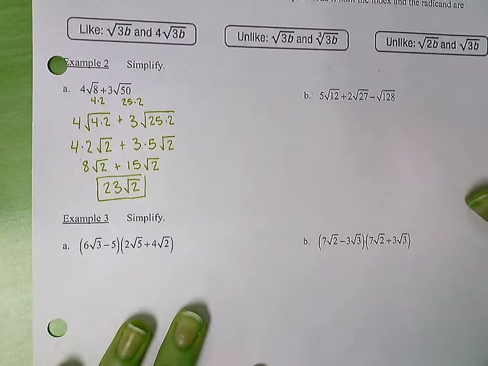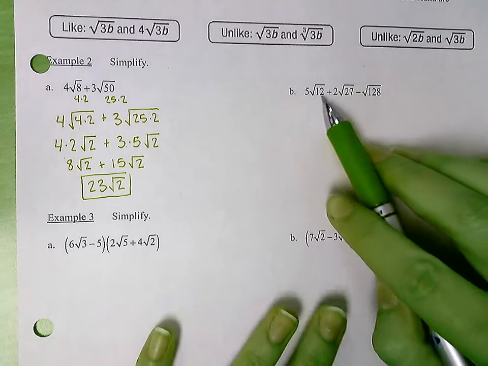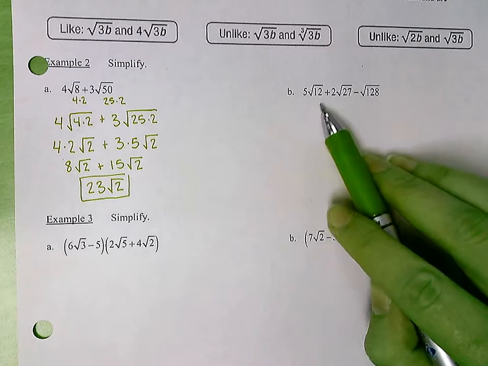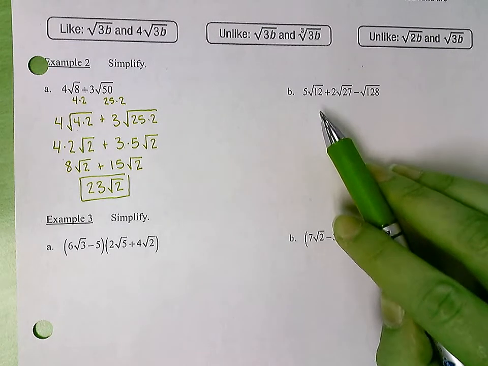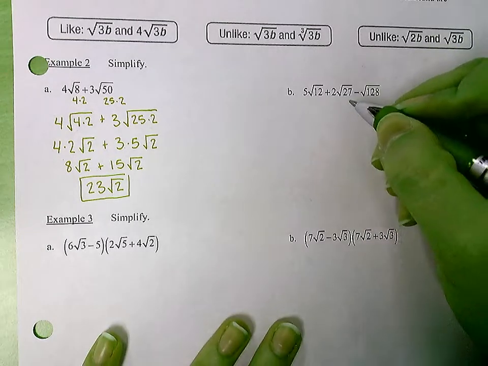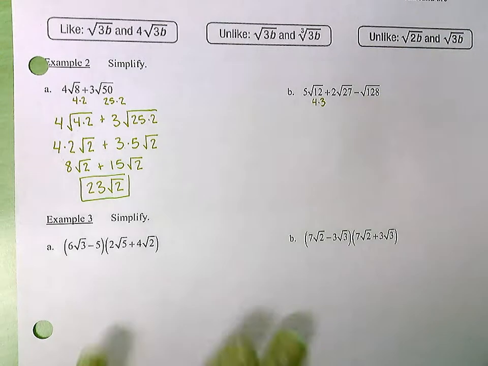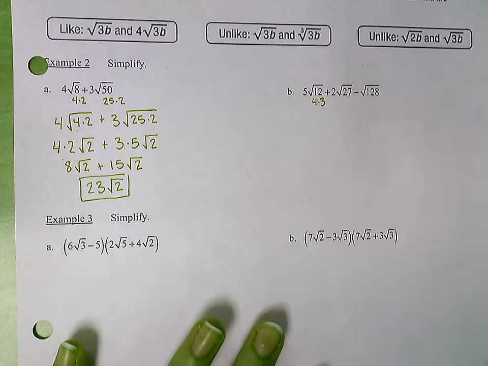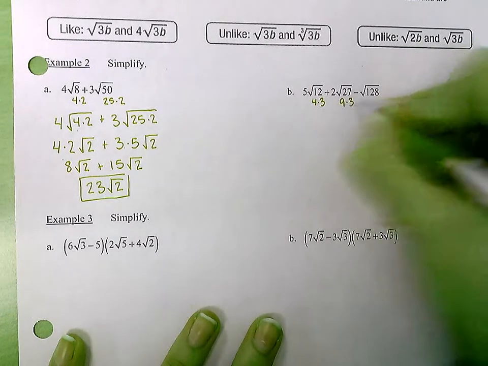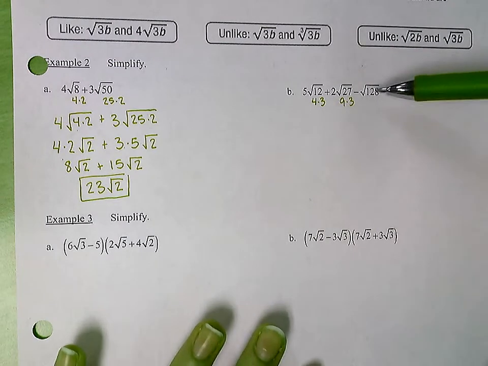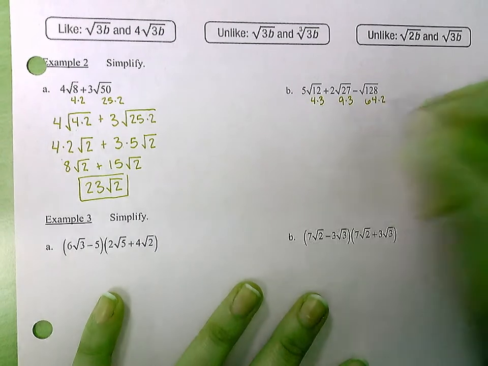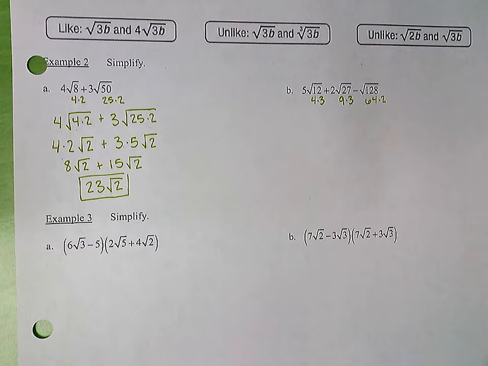All right, so looking at letter B then, same process. I want to simplify each of these radicals here. So I want to find two numbers that multiply to 12 where one of them is a perfect square. That would be 4 and 3. All right, next I have 27. 9 and 3. The last one I have here is 128. A big number and a small one. 64 and 2.